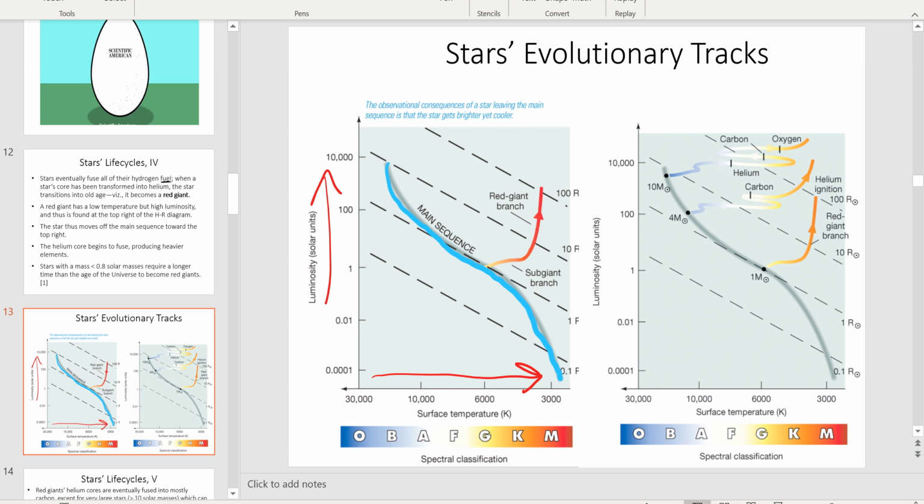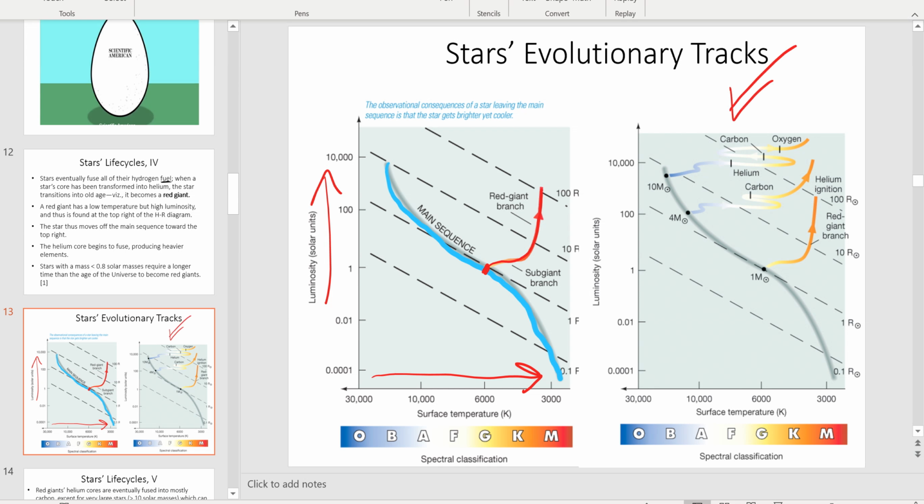Our sun is somewhere around here on the main sequence. When our sun runs out of hydrogen in its core, it will become a red giant. It will move off the main sequence, therefore, and it will follow roughly this path and become a red giant.